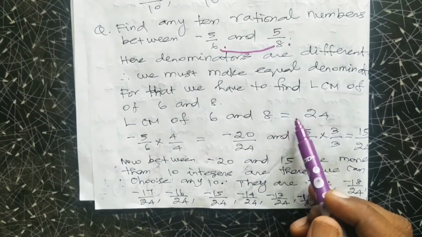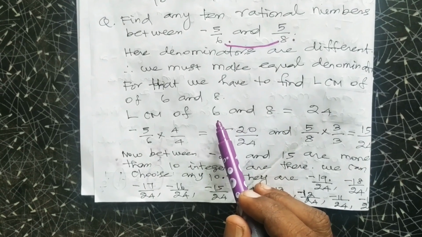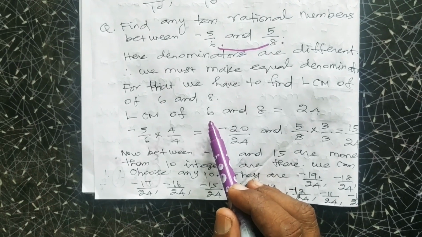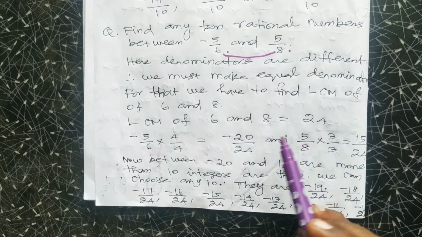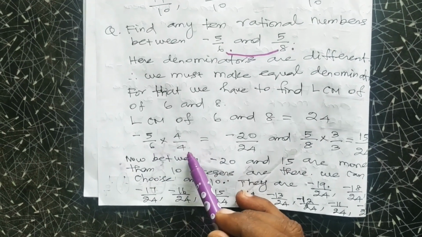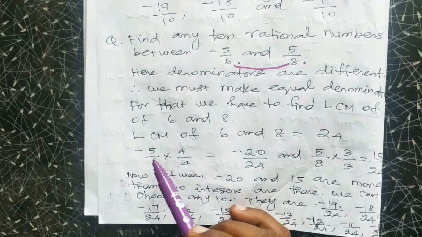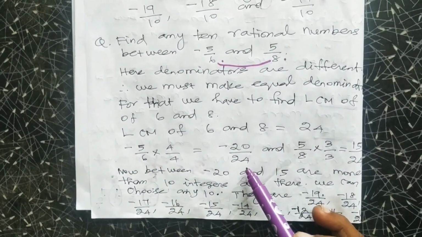Now we have to know the tables, the 6 table. 6 ones are 6, 6 twos are 12, 6 threes are 18, 6 fours are 24. In 24, how many 6s are there? 4 sixes. Therefore, to make it 24, we have to multiply the numerator and denominator by 4. Then minus 5 into 4, minus 20. 6 into 4 is 24.